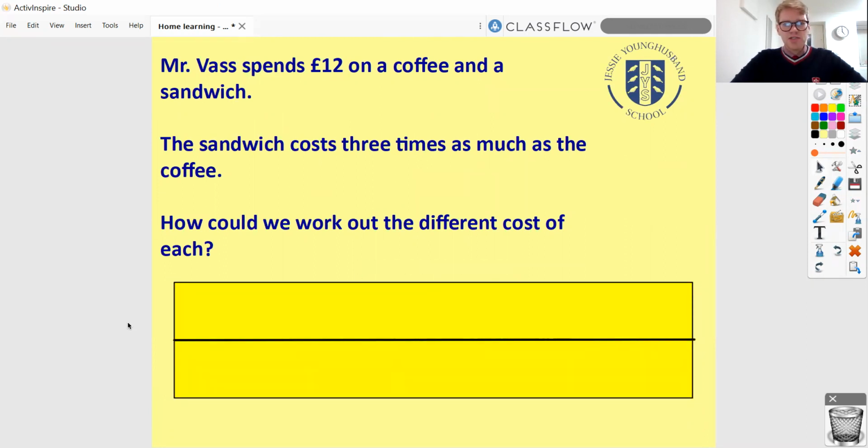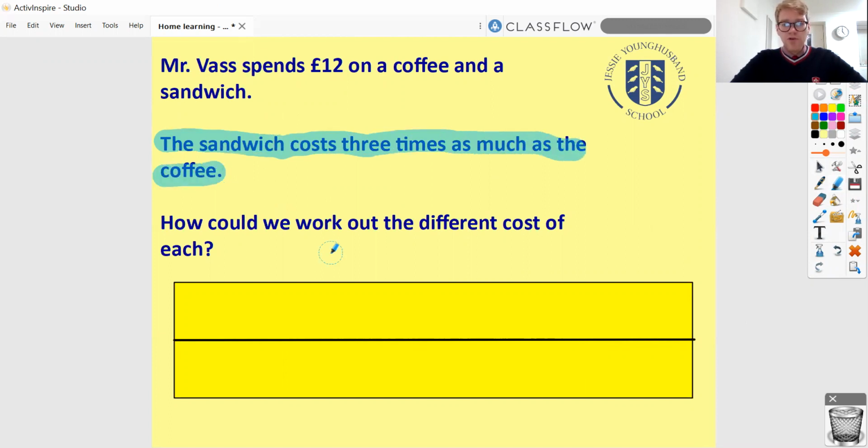Mr. Vass spends £12 on a coffee and a sandwich. The sandwich costs 3 times as much as the coffee. How could we work out the different costs of each? Really tricky one, this. Now, we've got quite a useful sentence here. The sandwich costs 3 times as much as the coffee.